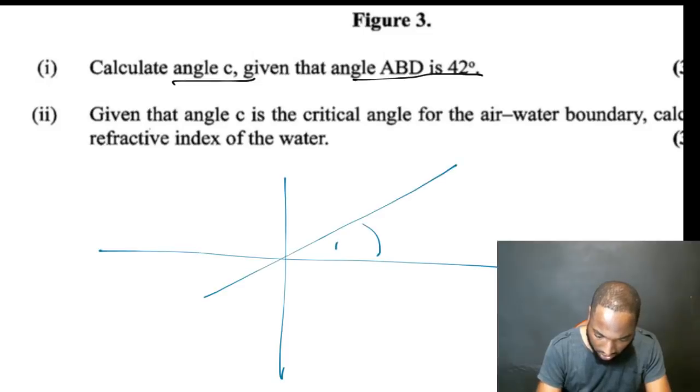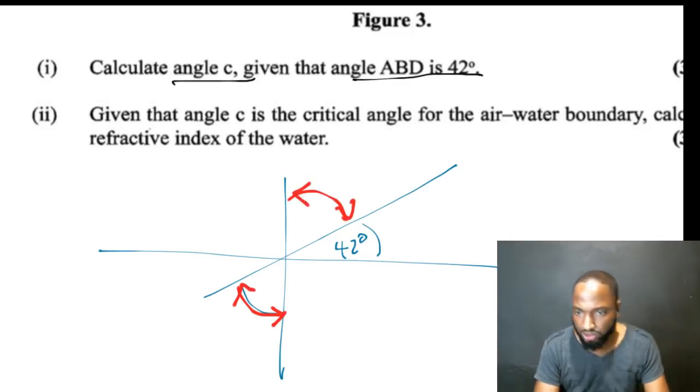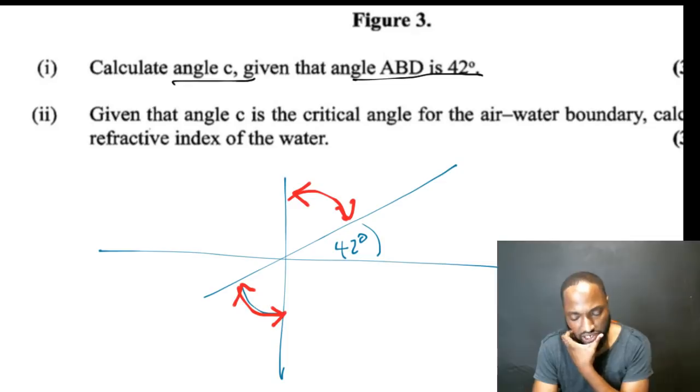This is 42 degrees here. So they want this angle here. Well, there's a kind of alternate angle sequence happening here. That angle is equal to this angle here. So people will get you 48 correct.